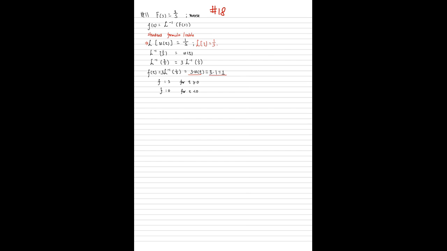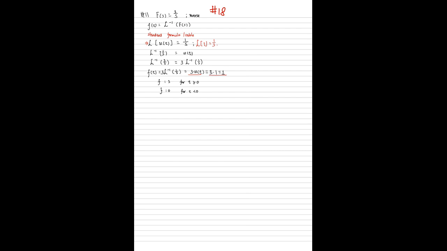If I follow the version where L of 1 equals 1 over s, then it is 3 times 1, which equals 3. So either way, one answer is 3 times u of t, and the other one is 3 times 1, which equals 3.